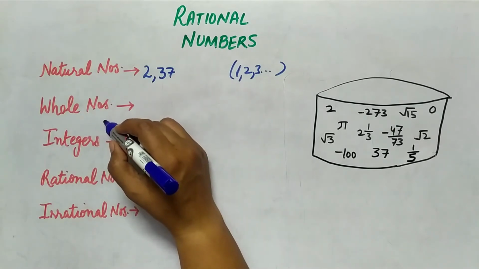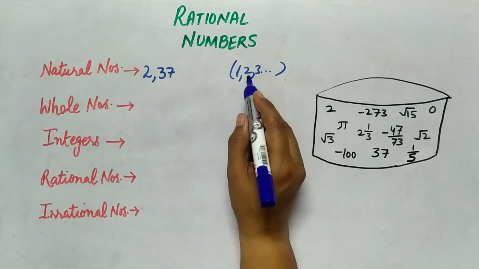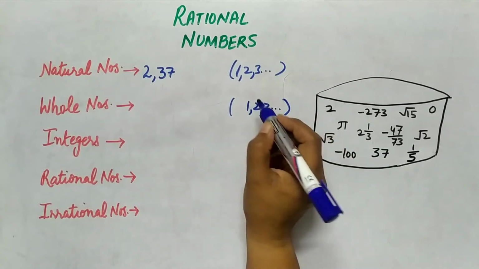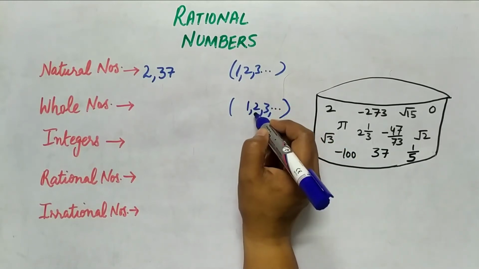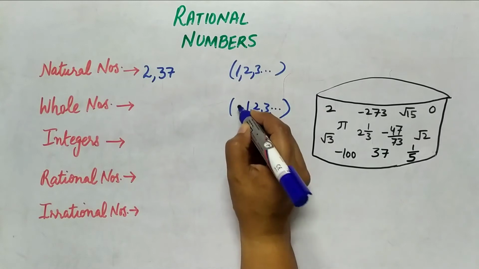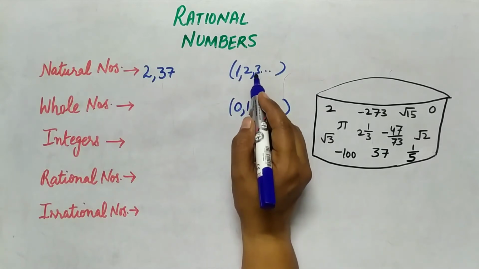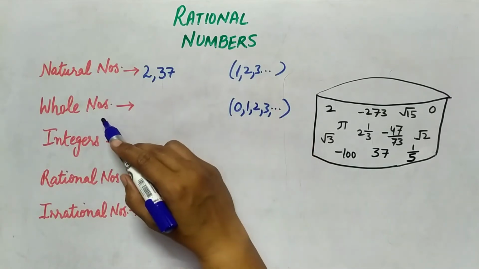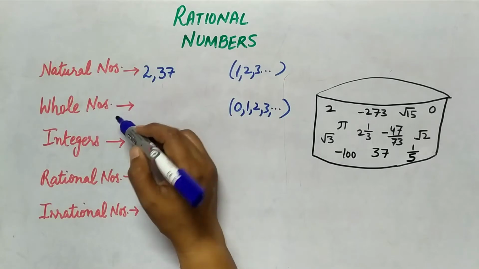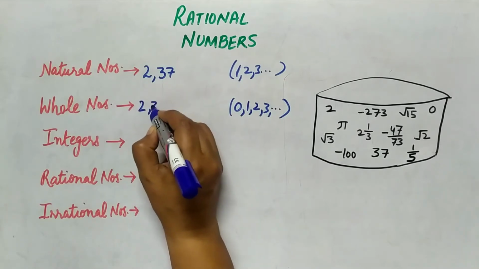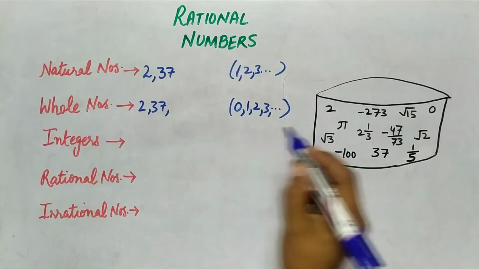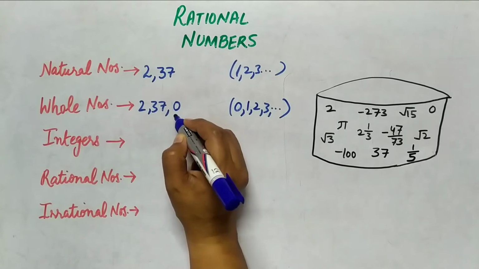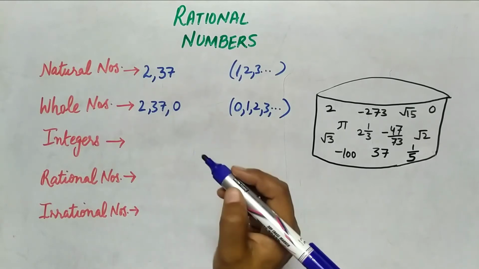Next is whole numbers. Whole numbers are the same as natural numbers, 1, 2, 3, etc. Then what is the difference? It is 0. 0 is also added to natural numbers. Natural numbers plus 0 make whole numbers. So in the class of whole numbers we write all the naturals, and 0 is also included, and we have got our whole numbers.